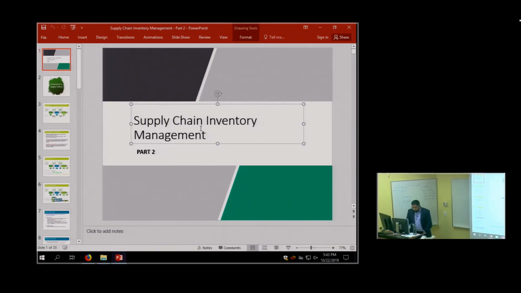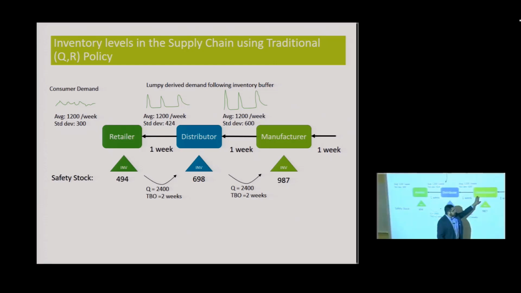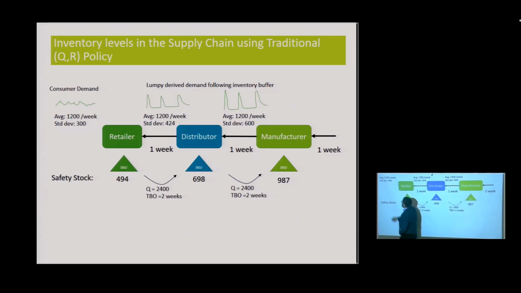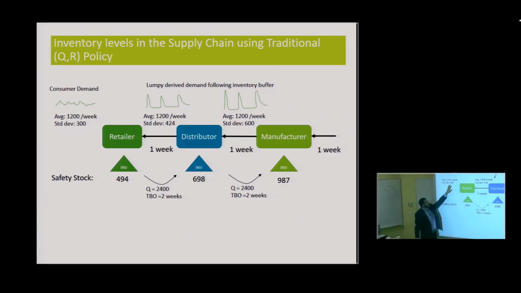So why are we even having this lecture? What is the problem in supply chains? Let's look at a simple supply chain: retailer, distributor, manufacturer. If this is the demand the retailer sees, average demand level of 1200 per week, standard deviation of 300.